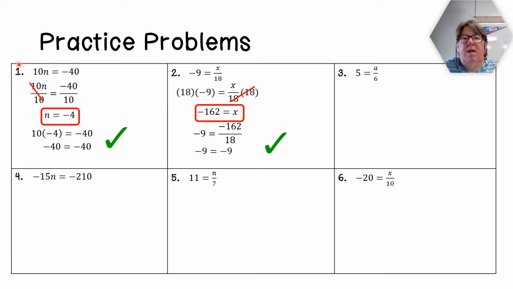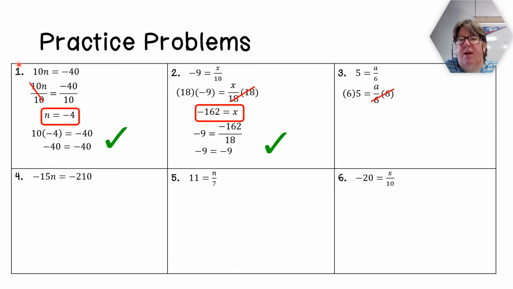Problem number 3, we have a similar situation. 5 is equal to a divided by 6. How do we get the a alone? We have to turn that divide by 6 into a 1. We do that using the inverse of division, which is multiplication. So we multiply both sides by the denominator. So we multiply both sides by 6.